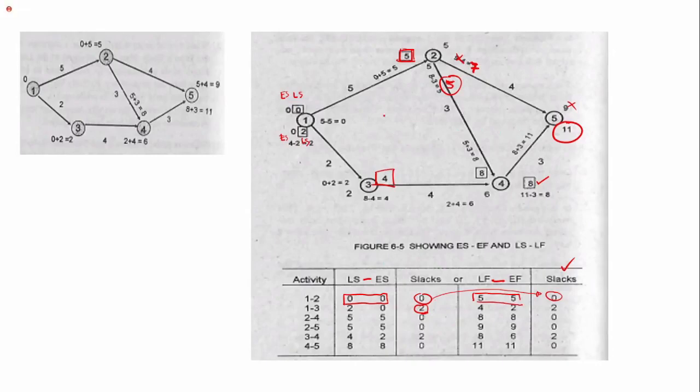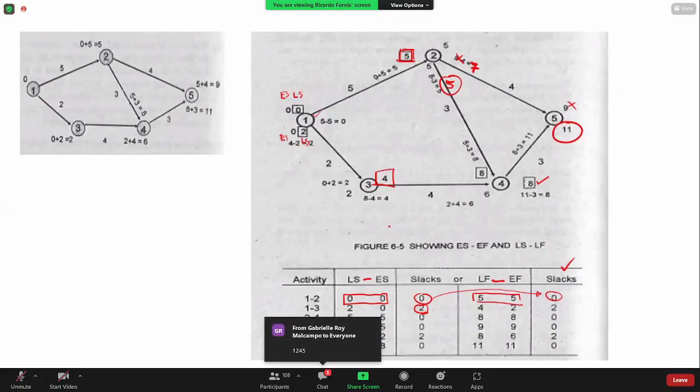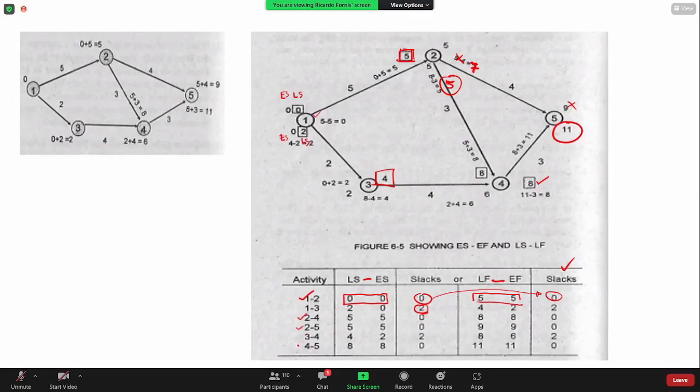So for our critical path, we just look for the zero float: 1 to 2 to 4 to 5.